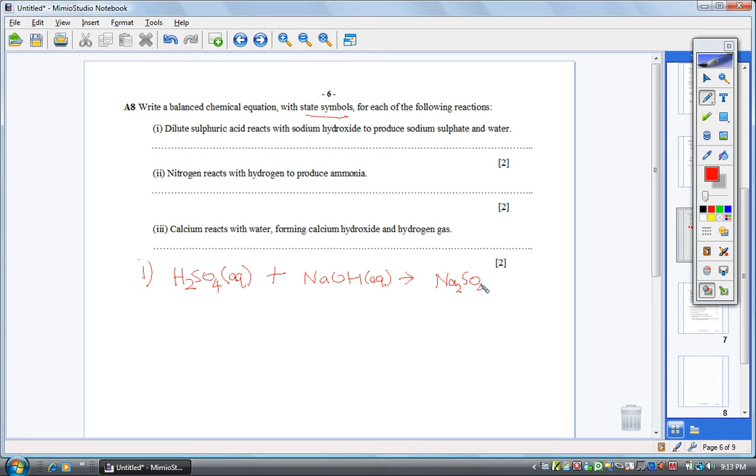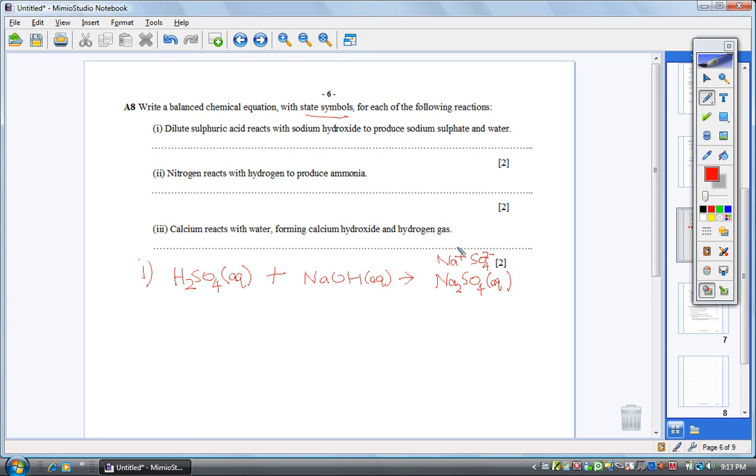The formula for sodium sulfate is Na2SO4. The reason is that sodium comes from group 1, forming an ion of 1+ charge. The sulfate anion has an overall 2- charge, so you need 2 sodium ions to balance 1 sulfate ion, thus forming Na2SO4.